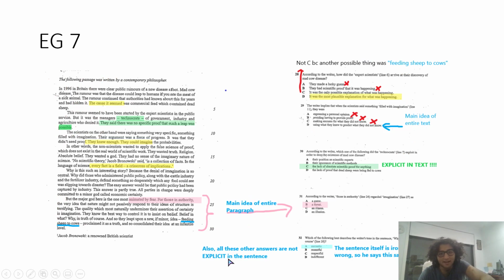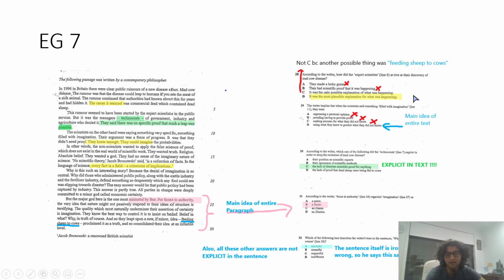Okay, let's look at example 7. So pause and read it. Okay, I assume you've read it. Let's look at question 28. According to the writer, how did expert scientists, line 6, arrive at the discovery of mad cow disease?